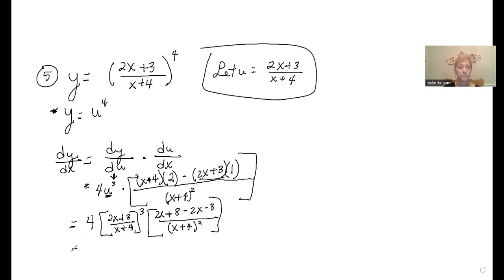Now let's clean it up. And here's one thing. Do you understand that this cube goes with the top and this cube goes with the bottom? Okay. So do you understand that that's a 2x plus 3 cubed over an x plus 4 cubed? So that cube goes with the top and that cube goes with the bottom. Okay. Now those two x's are going to go out, and then 8 minus 3 just gives me a 5. And then I've got an x plus 4 squared on the bottom.